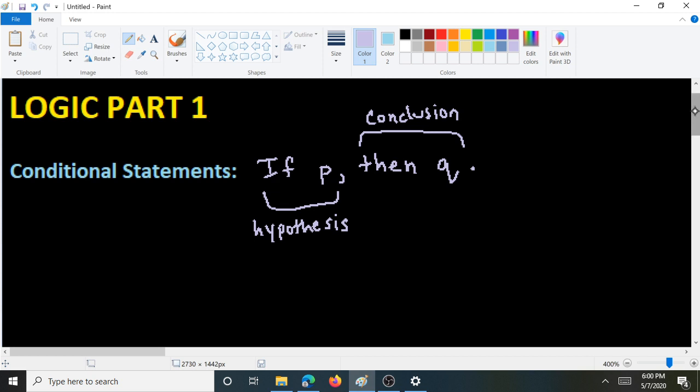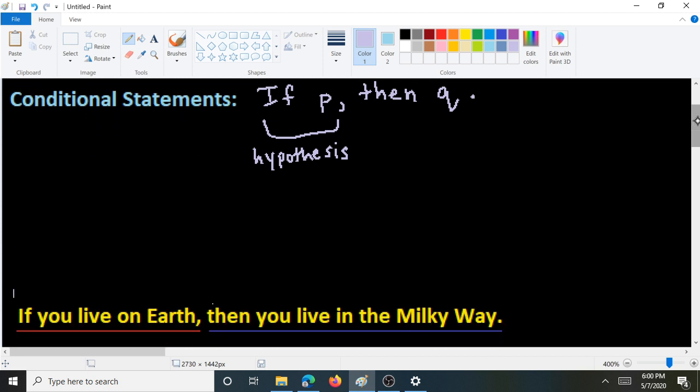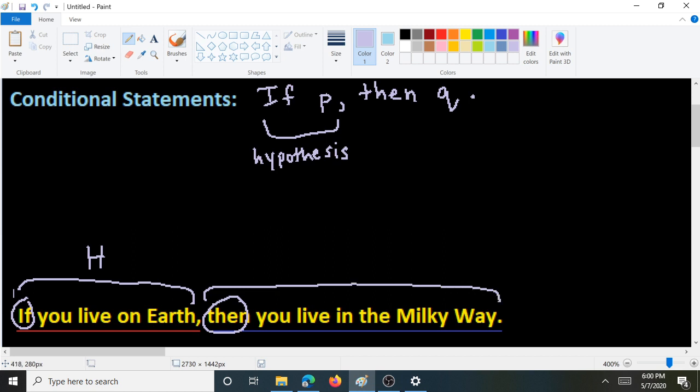So let's see an example of a conditional statement. If you live on Earth, then you live in the Milky Way. This is a conditional statement because it's written in the form if, then. If you live on Earth would be someone's hypothesis, and then you live in the Milky Way would be the conclusion from the hypothesis.